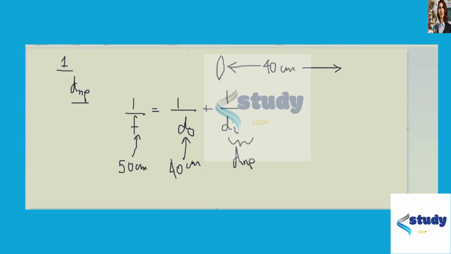So essentially, you plug in the numbers: 1 over d sub np equals 1 over 50 minus 1 over 40. Once you put that into a calculator, you should get d sub np equals negative 200 centimeters.